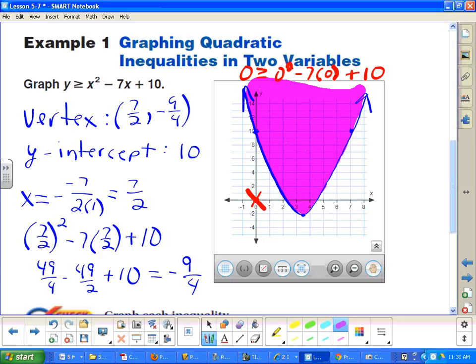Okay? So you're graphing the quadratic function. Solid line if it says greater than or equal to. Dotted line if it says less than or equal to. And then figure out which portion you're going to shade. If it says greater than or equal to, you shade above it. If it says less than or equal to, you shade below it. Okay?